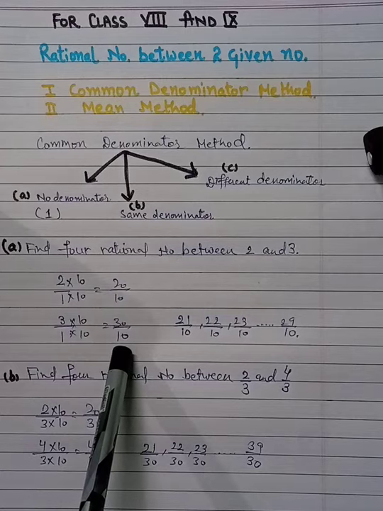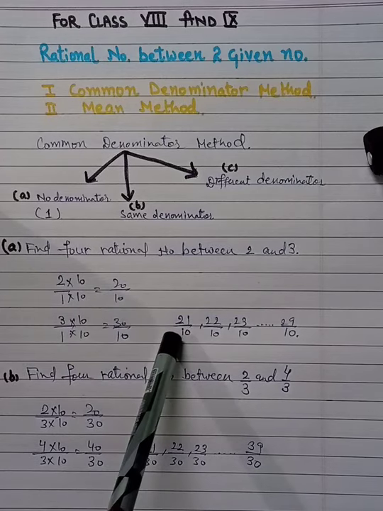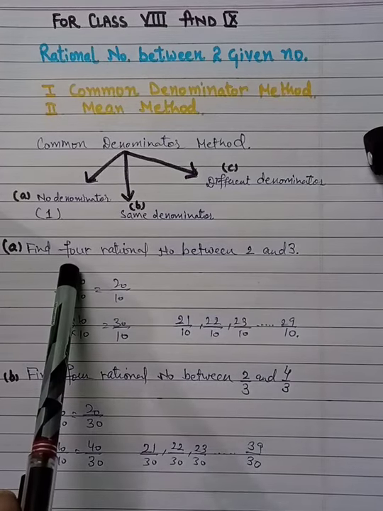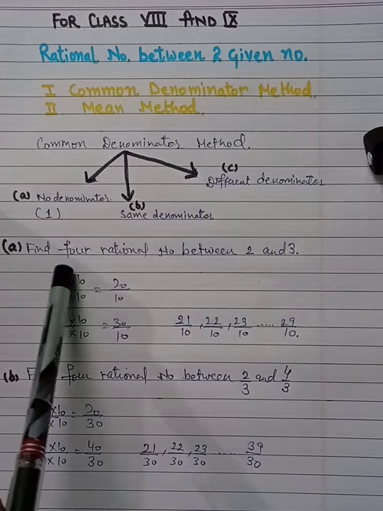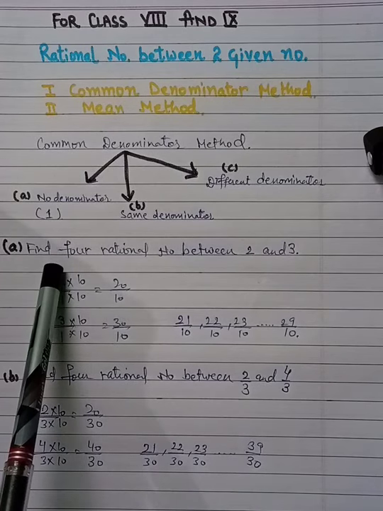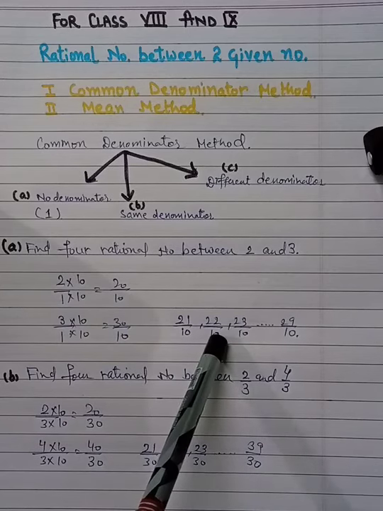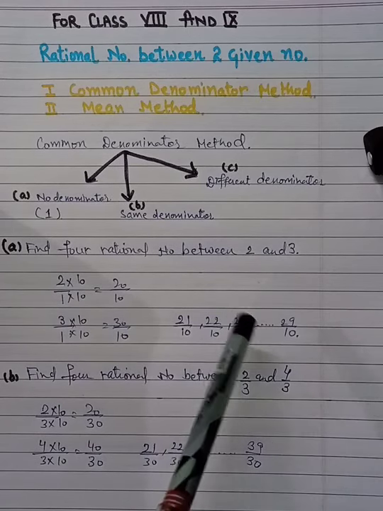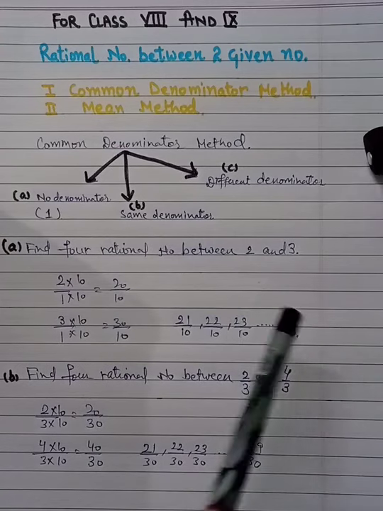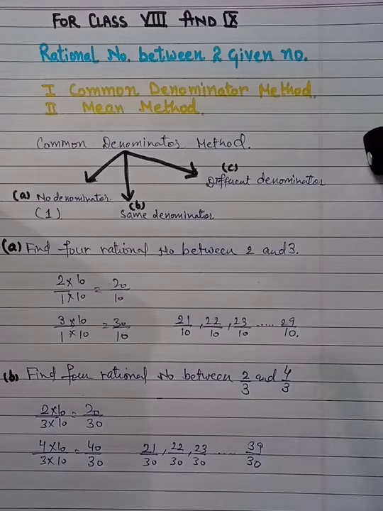and 30 upon 10. Now from 21 to 29 you can choose any number which is required. Like here I required only 4 numbers, so I can take 21 upon 10, 22 upon 10, 23 upon 10, 24 upon 10, or I can move from 29 towards 21.